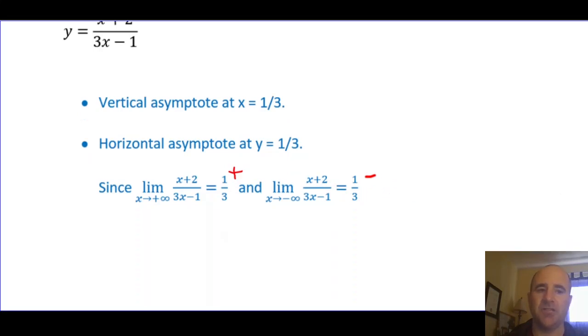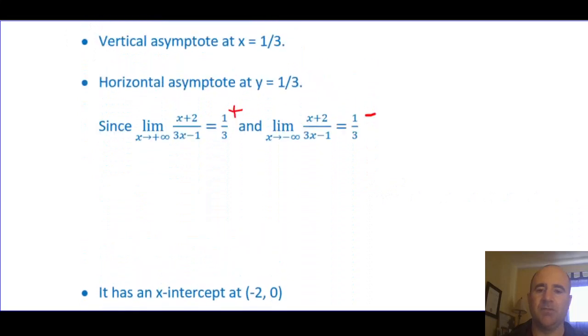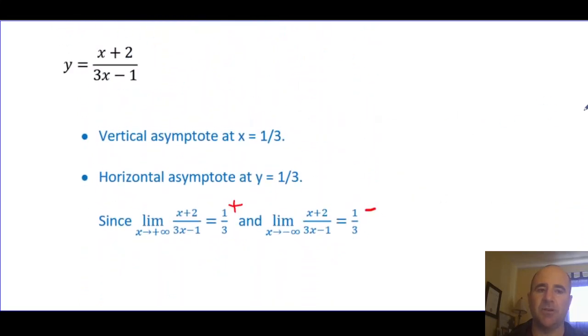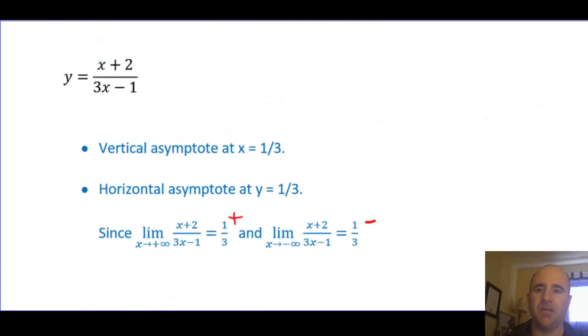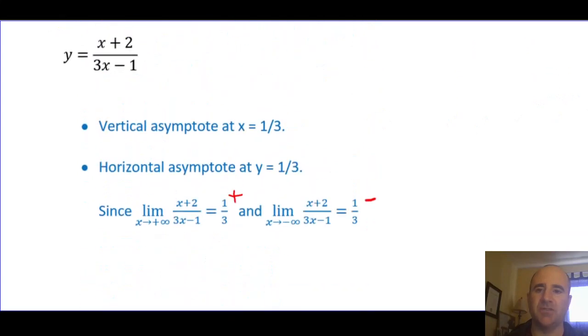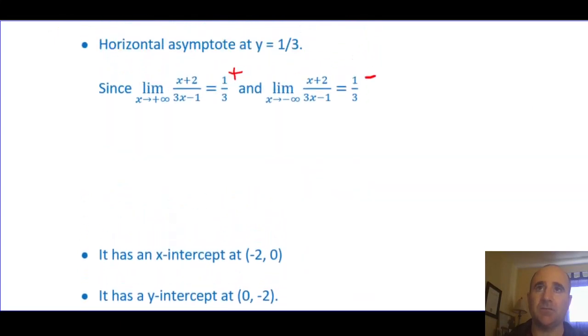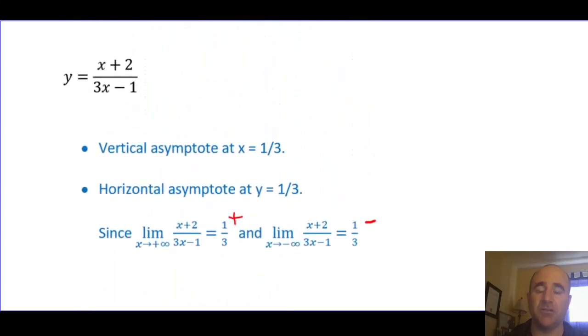And then, of course, the intercepts. We have an x-intercept at (-2, 0), okay? What makes the numerator 0? And then if you sub in x equals 0, you get the y-intercept at (0, -2). So there you have it. That's what we know so far, just looking at end behavior, asymptotes, and intercepts.